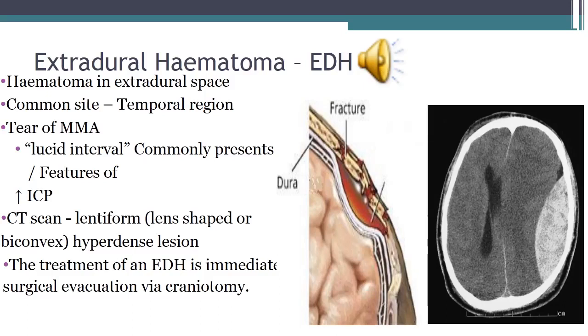The features of raised ICP will be headache, vomiting, maybe papilledema if we can examine the fundus, and eventually there will be loss of consciousness. If we do a CT scan, there will be a hyperdense lesion in the form of a biconvex or lentiform lesion, or it's called lens shape. The treatment of extradural hematoma needs immediate surgical evacuation via a craniotomy.